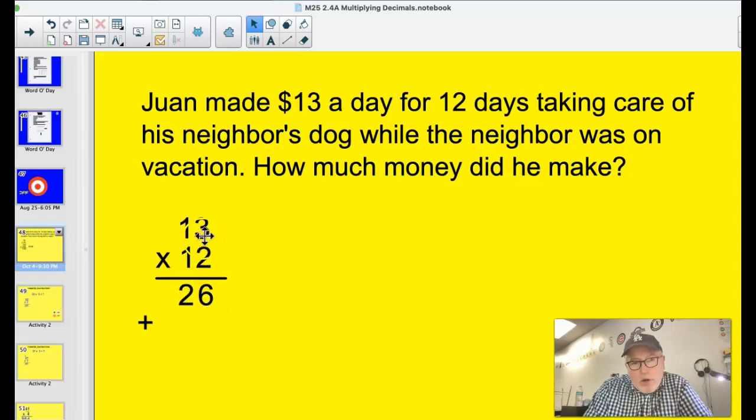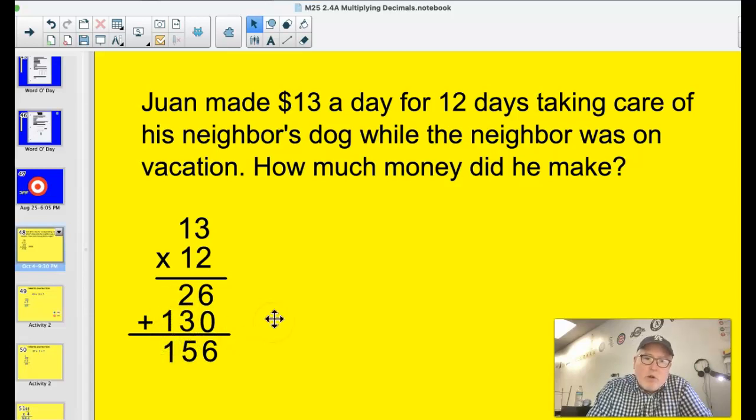Now, I know you just want to jump right over here and do the 1 times 3. But we're in the 10 spot here. So we have to put a 0 down. So now I can do 1 times 3, that's 3, and 1 times 1, which is 1. Now, we can add these up. 6 plus 0 is 6, 2 plus 3 is 5, and 1 plus 0 is 1. So you have a total of $156.